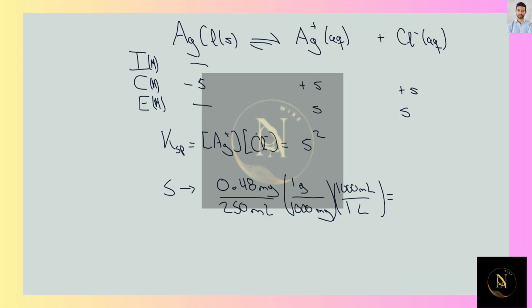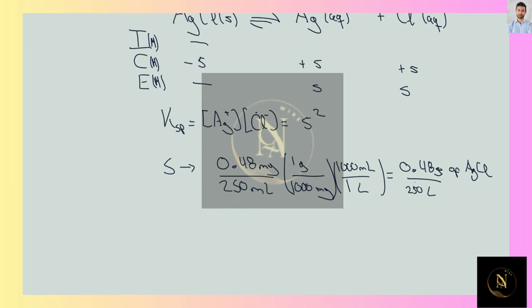So nothing has changed. Now I have 0.48 grams per 250 liters, right? Because the 1000 and 1000 are going to cancel out, and the only thing that is going to change is the values that I have here. Now, grams of what? These are grams of AgCl. So we need to convert those grams into moles. Grams of AgCl divided by 250 liters.